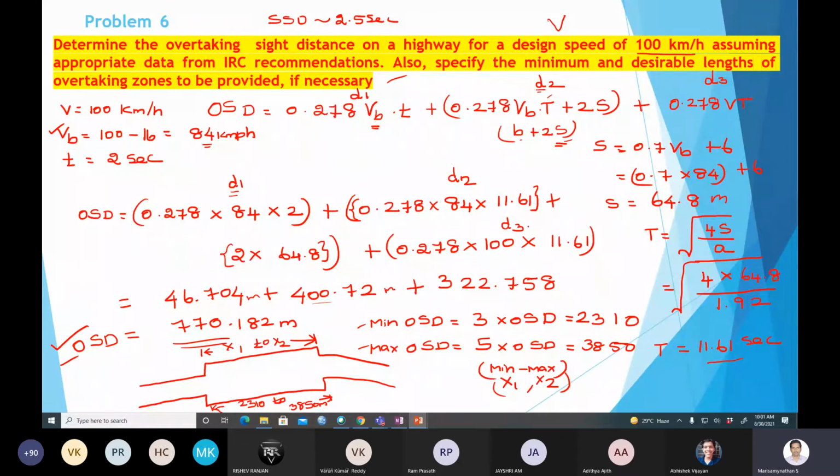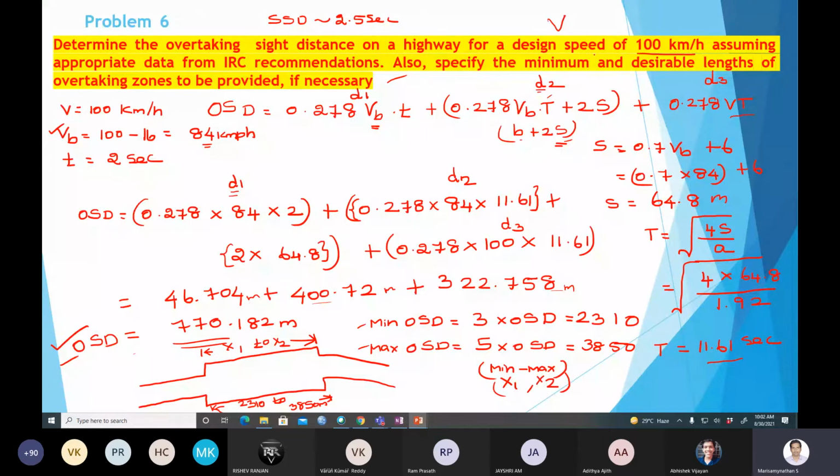The final one will be the opposite vehicle C. That equation is nothing but capital V into T. T we know, and capital V is nothing but the design speed, and when you multiply all the values, you come to know D3 is nothing but 322. So the total OSD value is approximately 770.